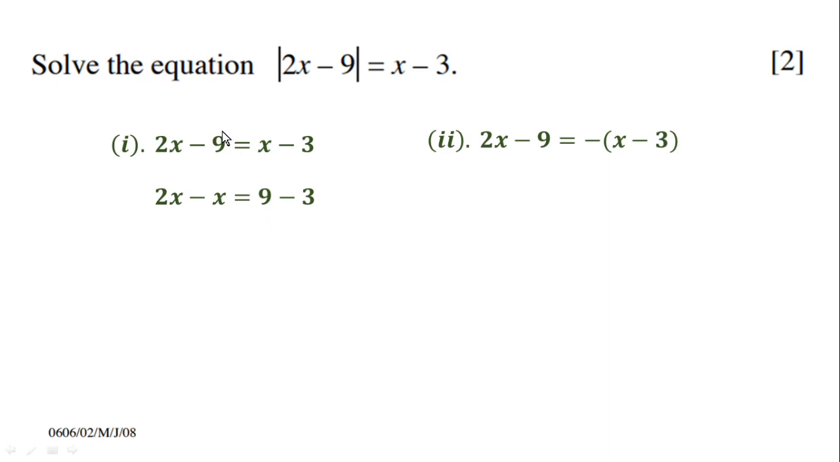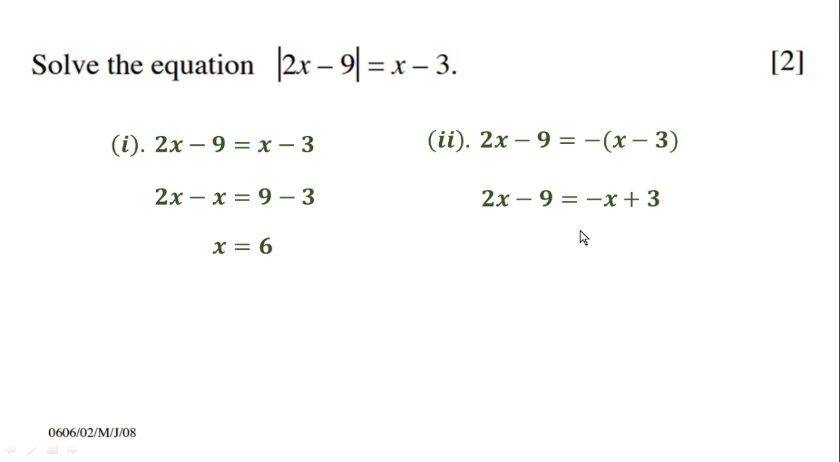Because I need to add both sides by 9 and then I need to take away x from both sides, to combine the similar terms or like terms. So x now is equal to 6. So that's the answer for the first answer or the first value of x. Here, I want to distribute this negative sign to x and negative 3. It will give me an idea that 2x minus 9 is equal to negative x plus 3.